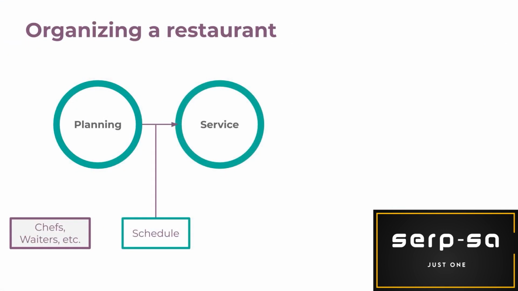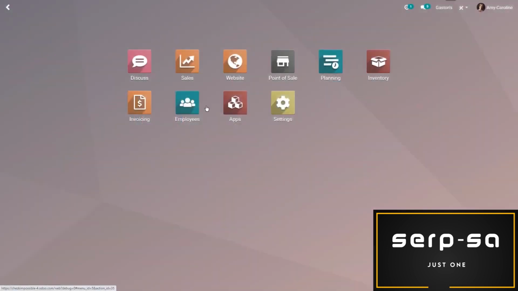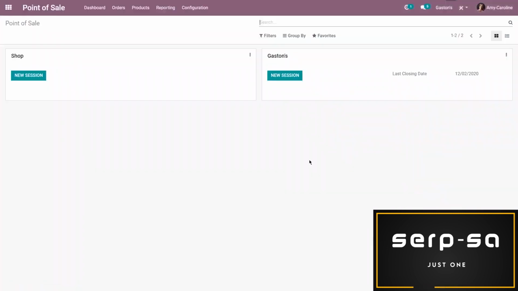Now that the planning has been sent, the employees can start working, which means that orders will be placed and waiters and chefs will need to communicate. And that is exactly when the point of sale application comes to the scene. So let's quickly jump back to Odoo, and we're going to go to point of sale.